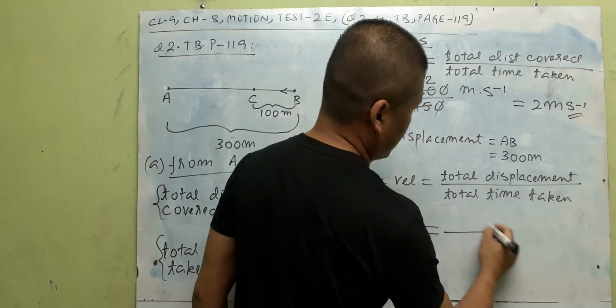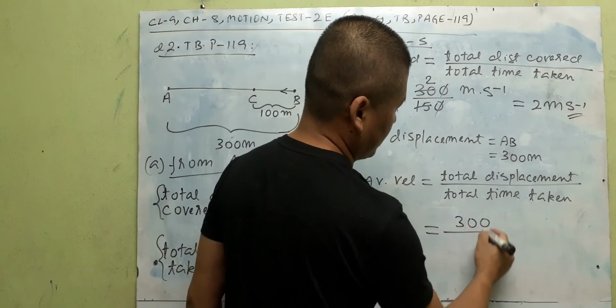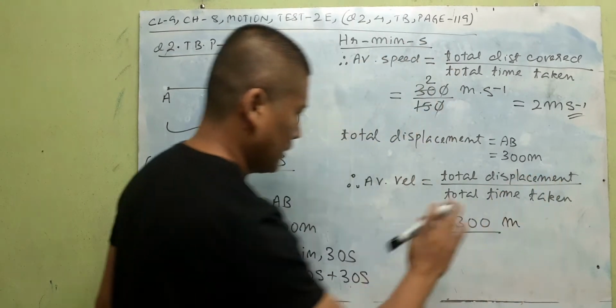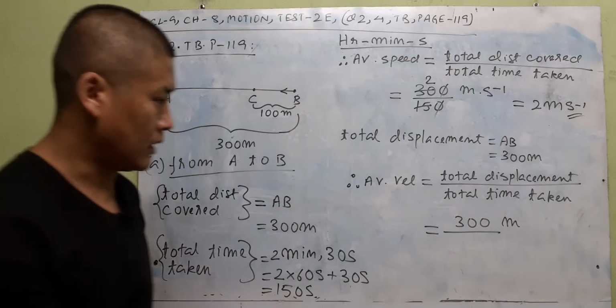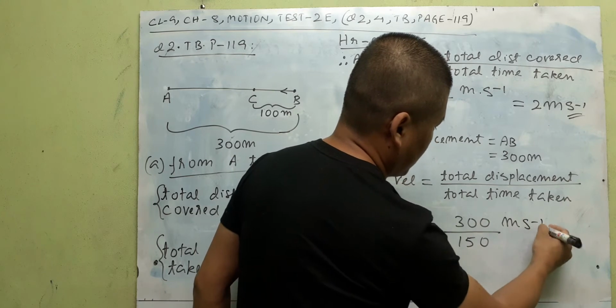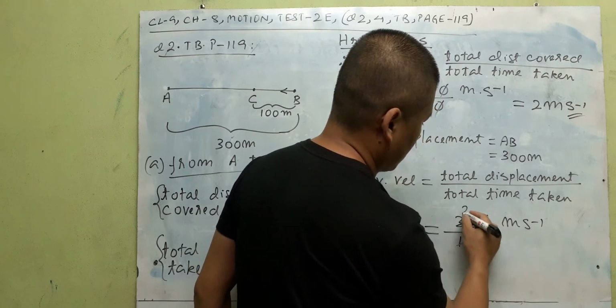Now total displacement just now we got 300 and then meter on the numerator. Time taken will be the same, right? So 150 and second goes up as minus 1. So 0, 0, 15 2s are 30.